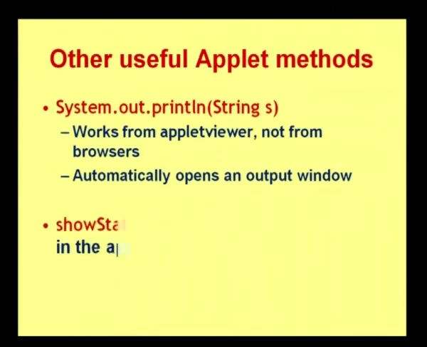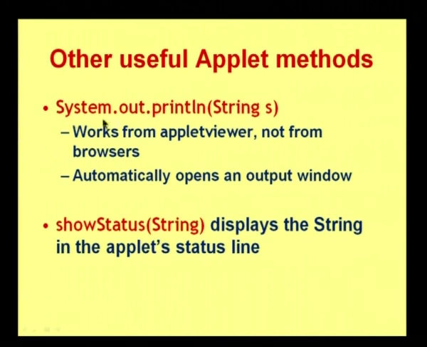Here we can look at a few other useful methods. One is System.out.println(String s). You can use this System.out.println in the case of your applet viewer. It works for the applet viewer, but it does not work for a browser. Inside your browser this System.out.println will not work, whereas inside your applet viewer it does. So, if I am running my program using the applet viewer, very well, this could be used. If I am trying to load this applet on a browser, then in that case System.out.println will not work.